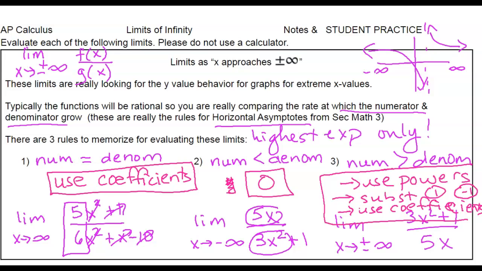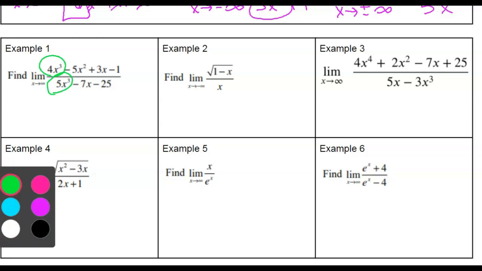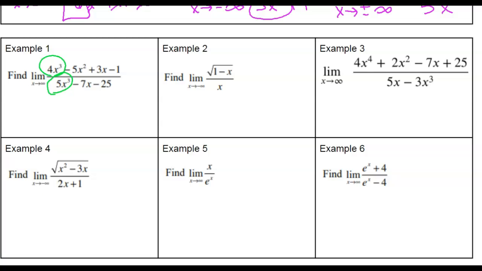All right? So let's try some examples. So let's look at example number 1. So I want to look at my highest power. And they're not always written in order. We've got that one and that one. So since those are both x cubed, they're growing at the same rate, and so we use the coefficients.